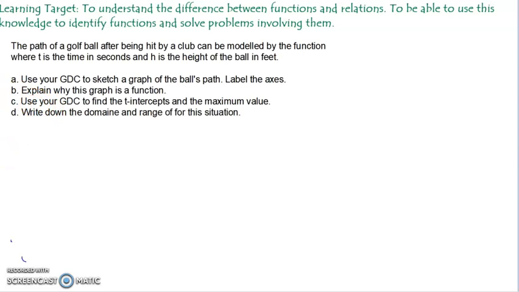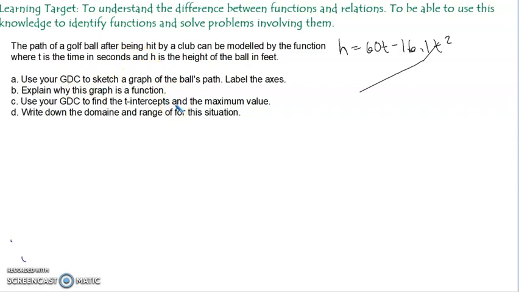Thanks for your patience. So this one says the path of a golf ball after being hit by a club can be modeled by a function where t is the time in seconds and h is the height of the ball in feet. Sorry, I just included the function there for us so we can actually see what's happening. So with this, it says use your graphing digital calculator to sketch the graph of this ball's path.